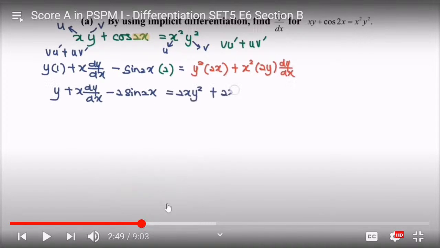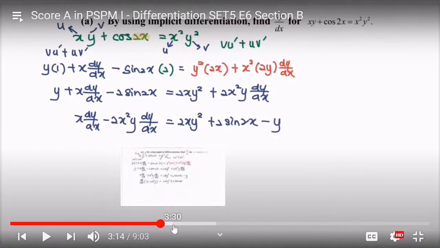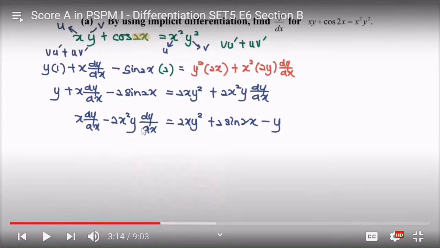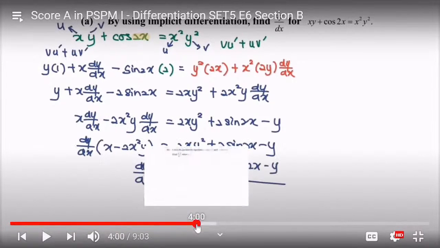So for example, so I rearrange, saya pindahkanlah semua benda ini, saya cuba pindahkan. Clear? So saya dapat dy dx saya bersama, so saya factor out x minus 2 x square y. Okay, so saya factor, kemudian saya rearrange, saya dividekan dia.